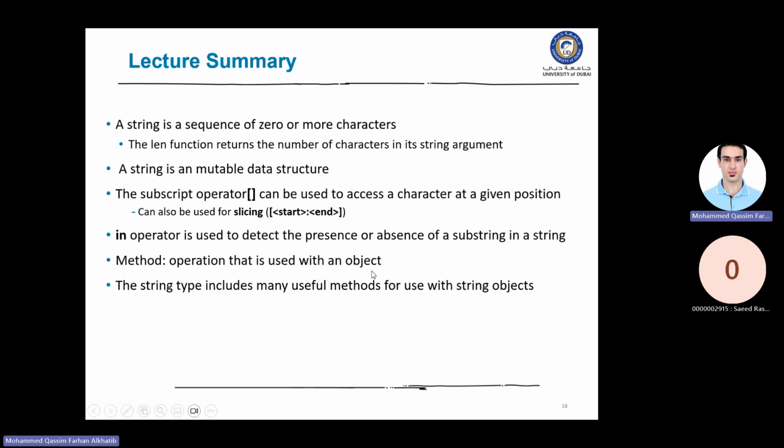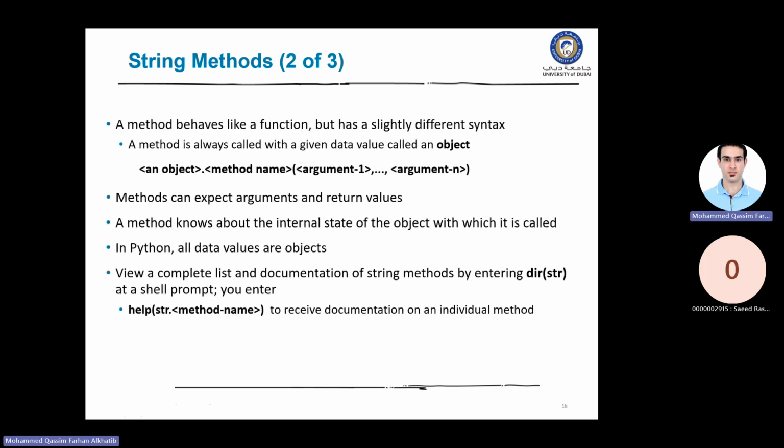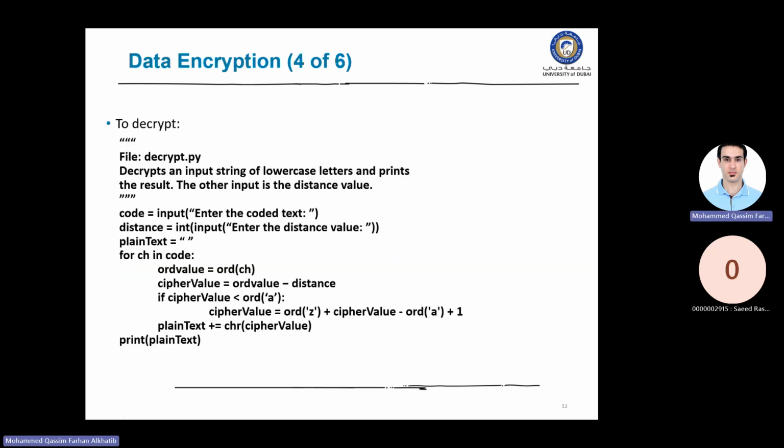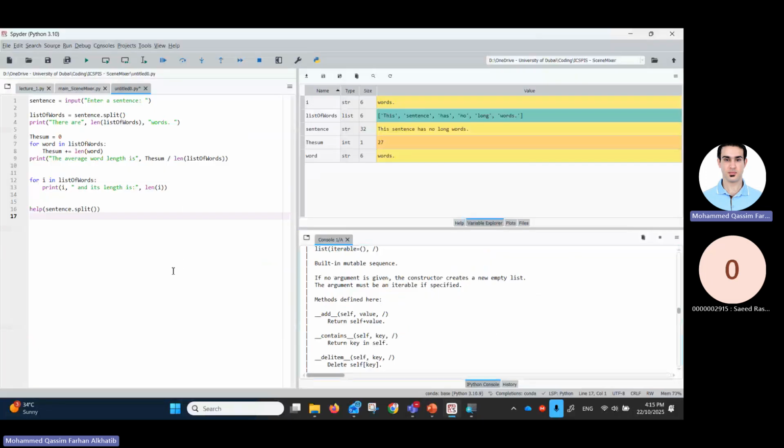A method is an operation that is used with an object. The string type includes many useful methods with string objects. Okay, let's see. Yeah, I think we covered everything here. Let's do an example of the in operator and uppercase, lowercase.